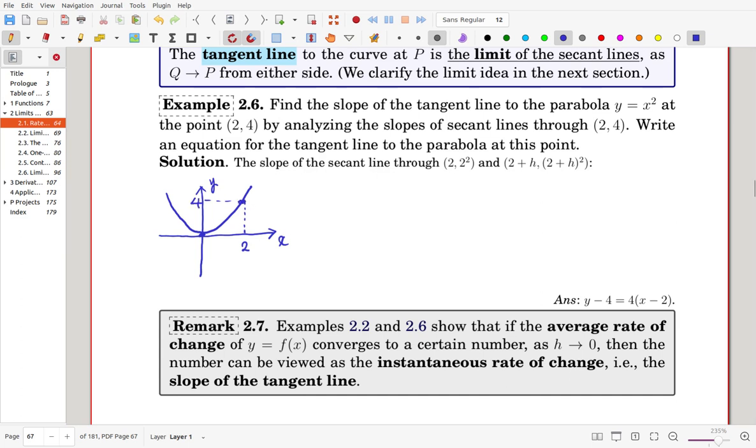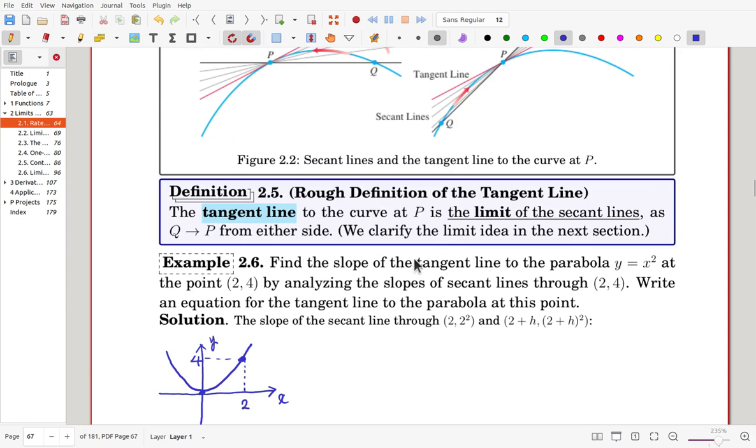Okay. At the point, we want to find the tangent line. That's what the problem is asking. So far we try to get the tangent line as a limit of the secant line. The slope of the secant line is the average rate of change, and once that limit exists, then that is of course the slope of the tangent line. So we'll follow the mathematics we developed.